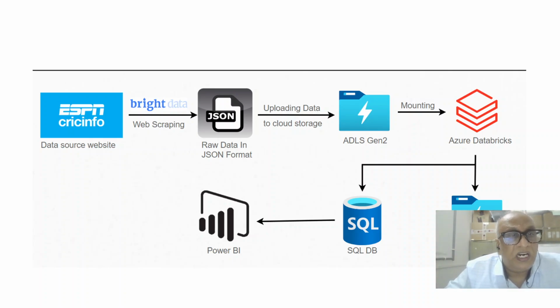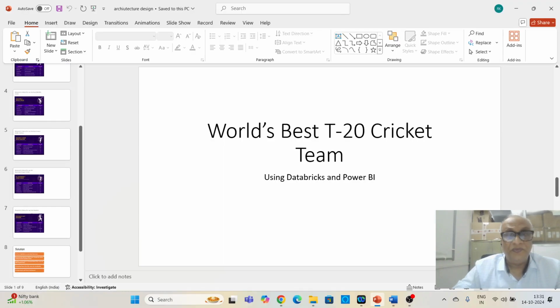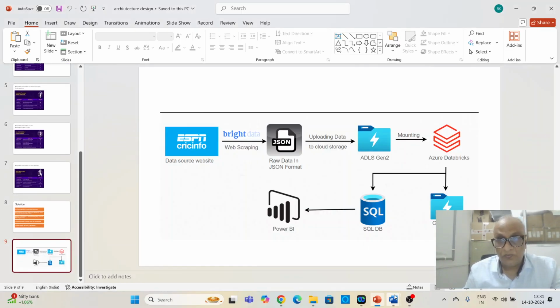So you have the data source, you will be collecting your data from the ESPN Cricinfo website. You will be using the Bright Data tool for web scraping. The outcome will be a JSON file, so you will be uploading that on the cloud storage using ADLS Gen 2, and then you will be using Databricks for further curation. That data will be stored in the SQL Server database. For visualization, we'll be using the Power BI tool. So this is the architectural flow.